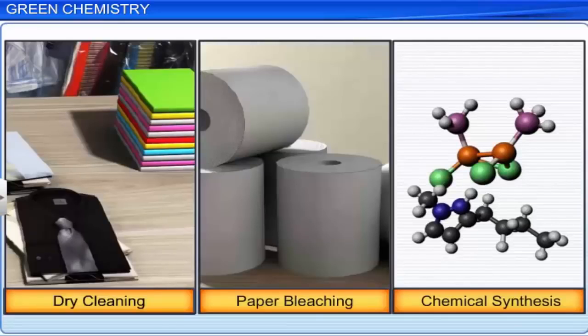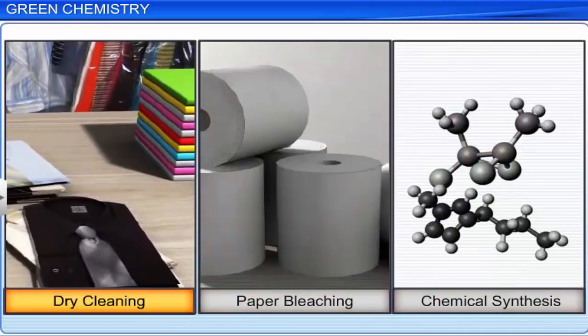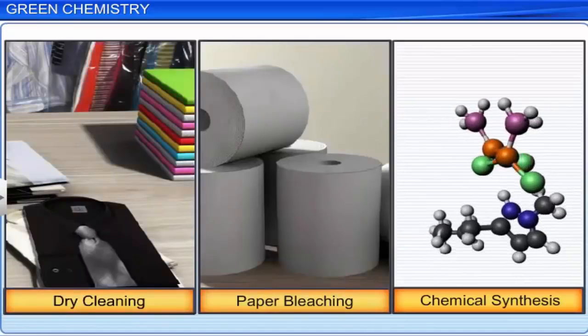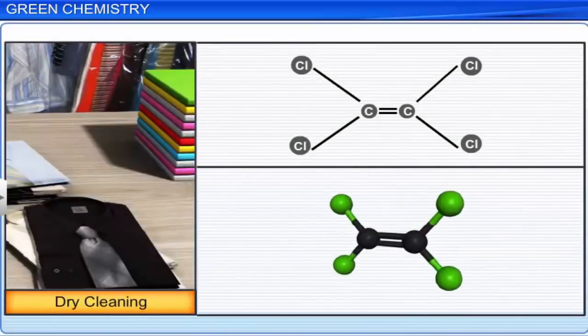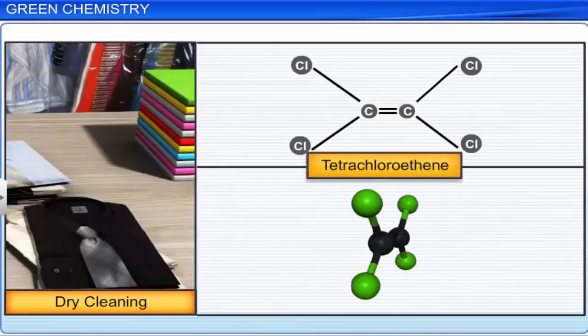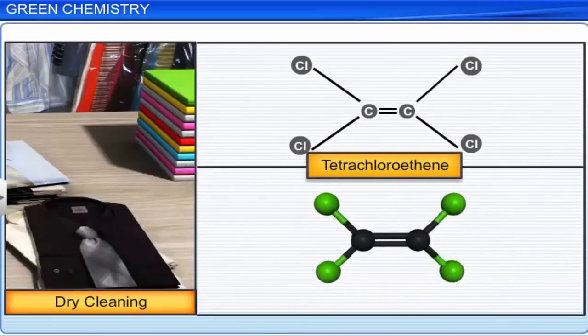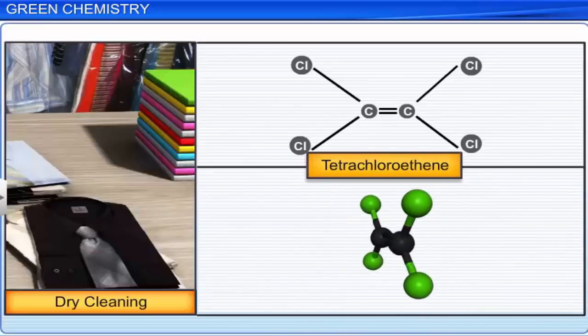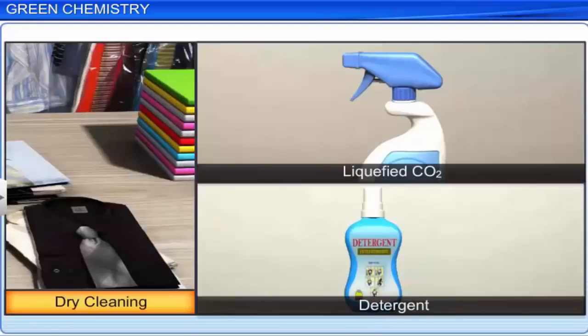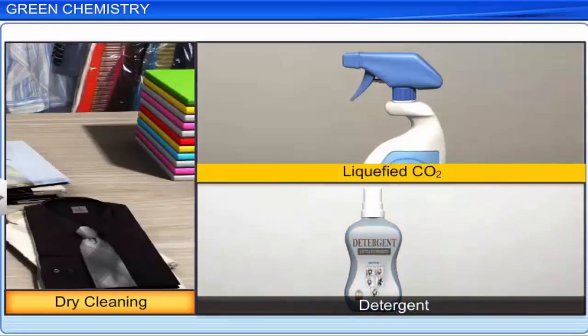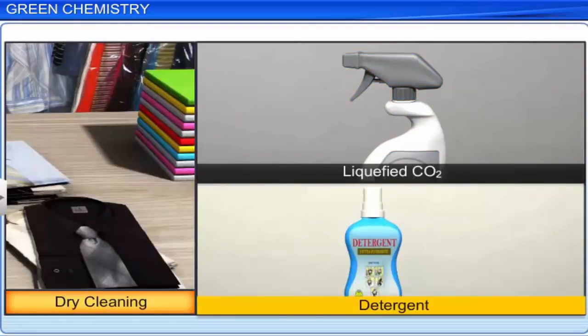The use of green chemistry in our day-to-day life can be seen in dry cleaning of clothes, bleaching of paper, and chemical synthesis. For dry cleaning of clothes, earlier tetrachloroethene was used, a suspected carcinogen which also contaminates groundwater. This process has now been replaced by a process of using liquefied carbon dioxide with a detergent that results in less harm to groundwater.